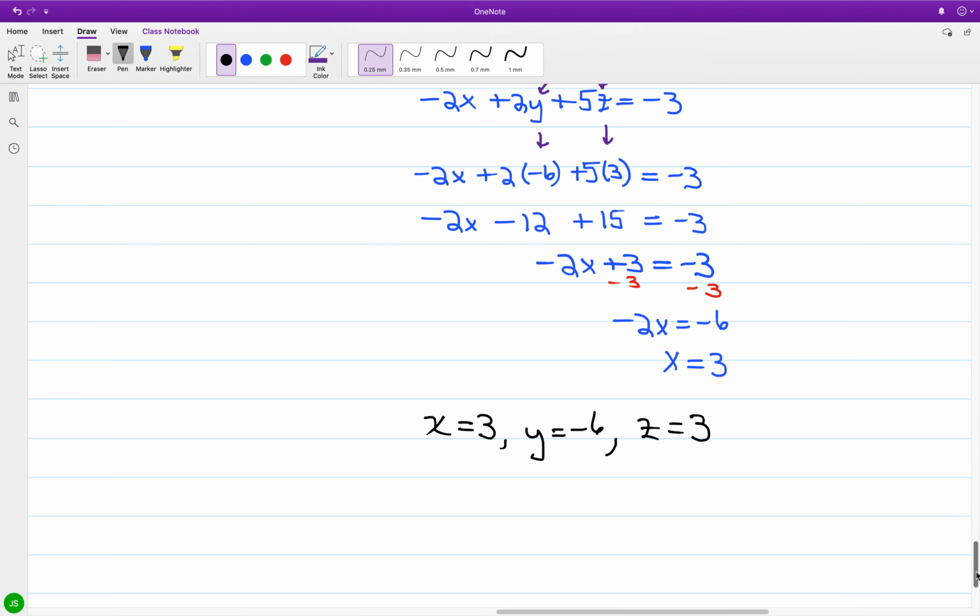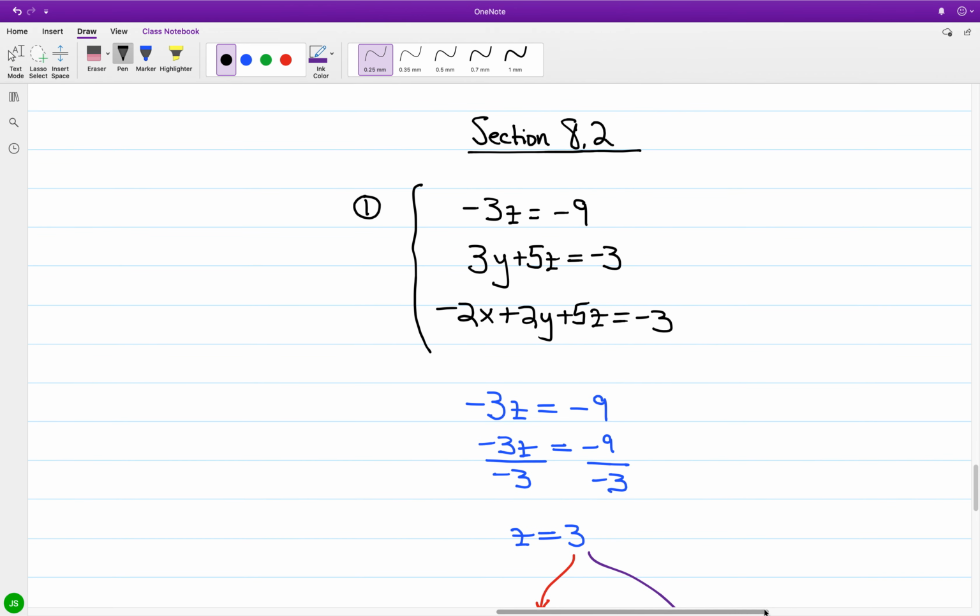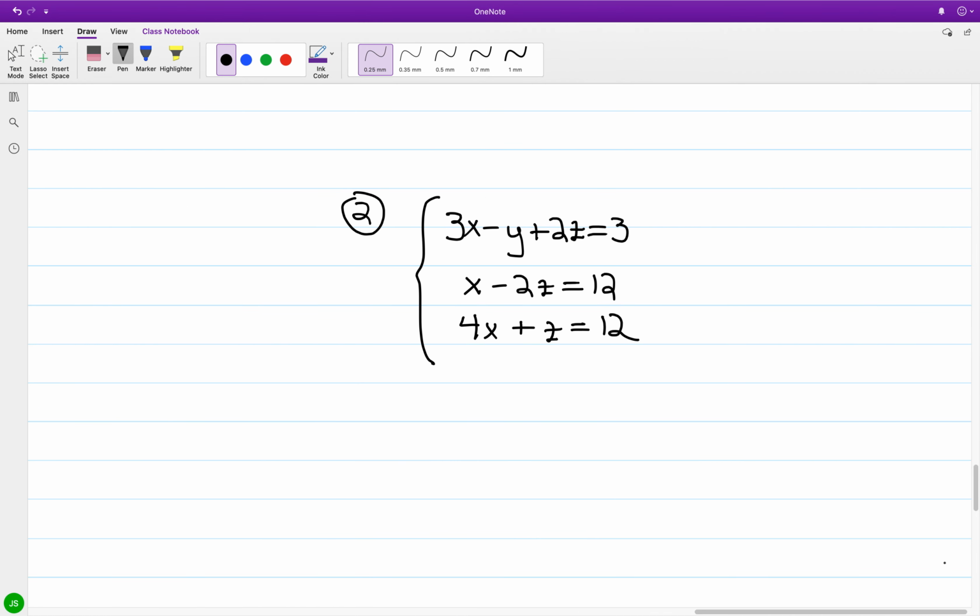Now for the second system, we have 3x minus y plus 2z is equal to 3. And we have x minus 2z is equal to 12. And we have 4x plus z is equal to 12. You can use either method of substitution or the addition method in solving for x and z. If you notice the second and third equations, they are in terms of the variables x and z. Again, we have x minus 2z is equal to 12, and we have 4x plus z is also equal to 12.